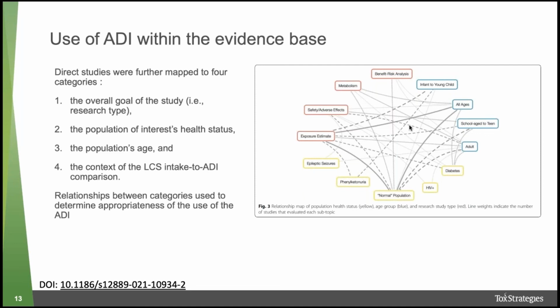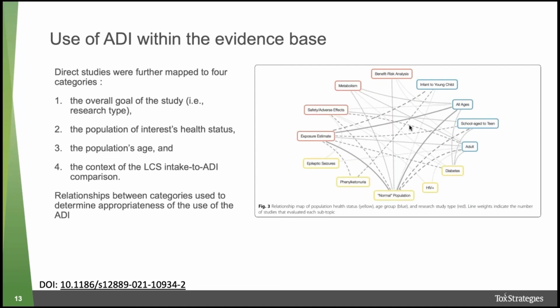So we were trying to categorize the data by 4 areas: the overall goal of the study being the first, and the population of interest, health status, the age, as well as the context of the LCS intake to the ADI comparison. And we can then look at the relationships between those categories as part of a knowledge cluster analysis to see how the ADI is used most in these types of research studies.